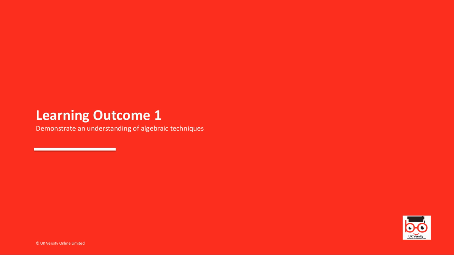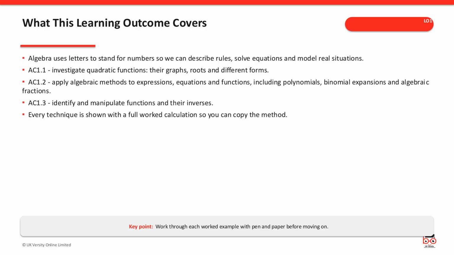Welcome to the first learning outcome, where we get to grips with the Algebra toolkit. Think of it as the language a business uses to turn a real situation into something you can actually solve. Algebra just means using letters to stand for numbers, so we can write a rule down once and reuse it for whatever figure comes along.